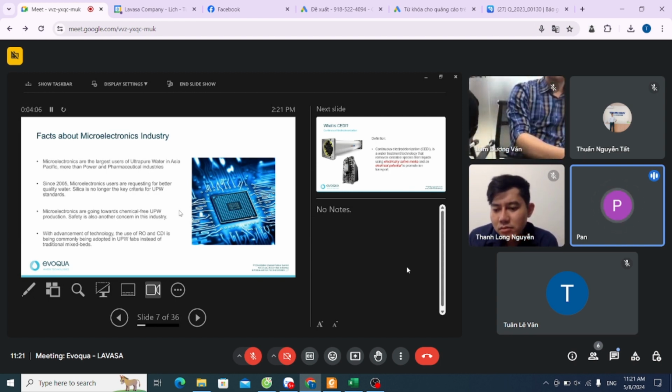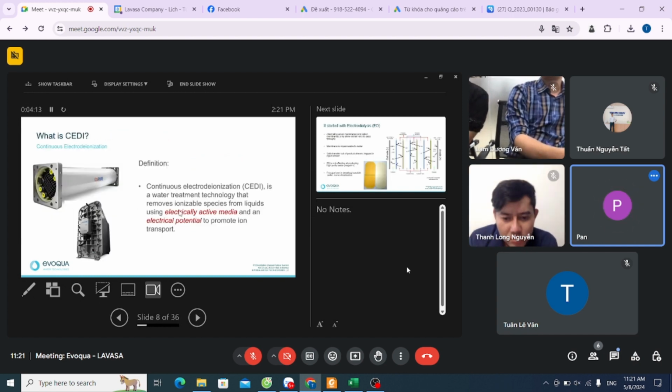Alright. So now a lot of people change from RO into EDI because it's chemical free. I don't have to explain a lot on this. For EDI, there is water equipment that will remove ions in the water. It's a different technology from RO membrane. RO membrane is like a filter paper. I have a high pressure pump.